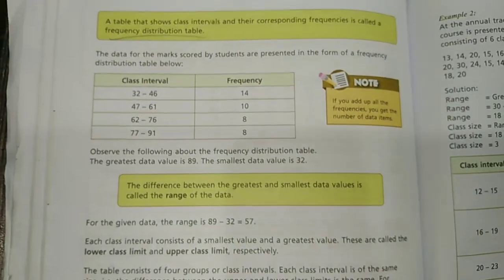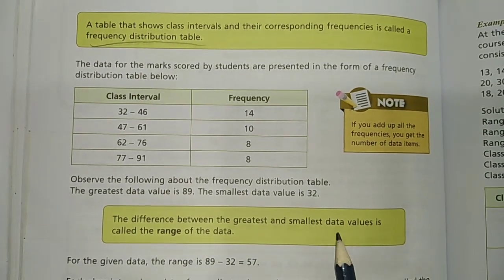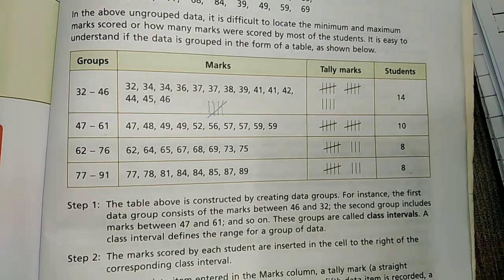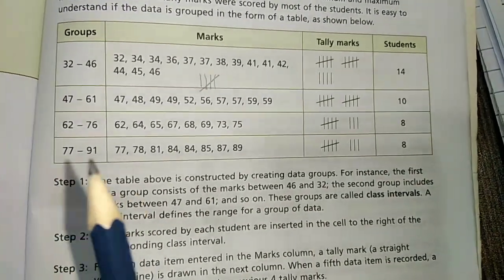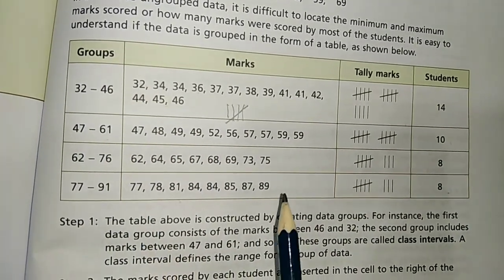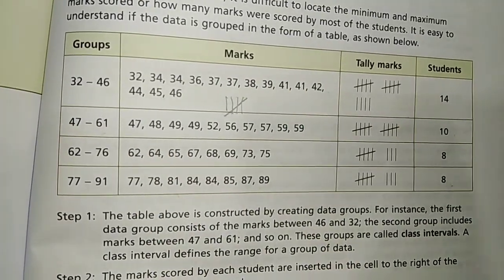The next definition is the range of the data. The difference between the greatest and the smallest data values in the data is called the range of the data. We can see this table as an example. The smallest value is 32 and the greatest value is 89. So their difference will be the range: 89 minus 32.